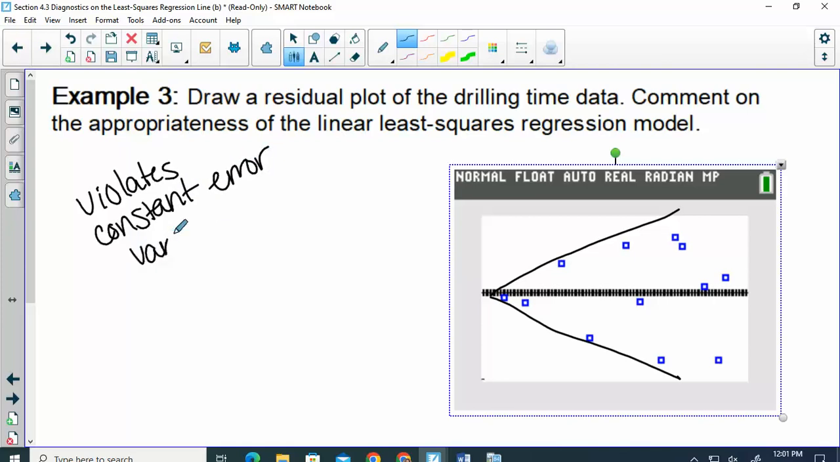Now, there is a little bit of subjectivity here. You know, is this a horrible violation? Is it super obvious? No. So the linear model, it's not horrible here, but it's not great. And we kind of already knew that because our R was fairly low there.